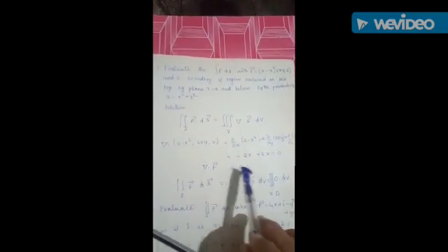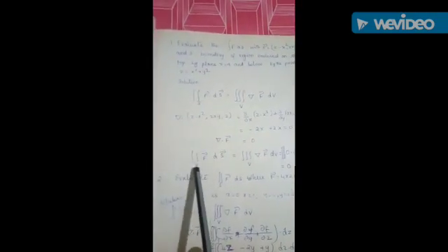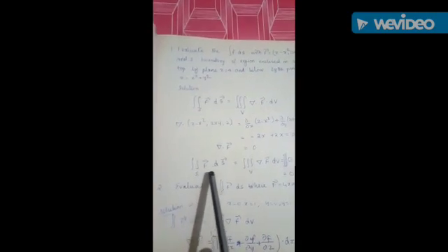Therefore, the surface integral of F dot dS equals the volume integral of del dot F dV, which equals the integral of 0 dV. Substituting this, 0 into dV becomes 0 only. The answer is 0.